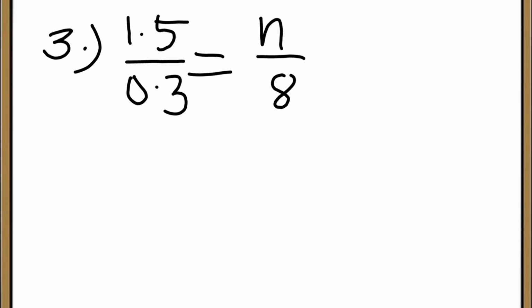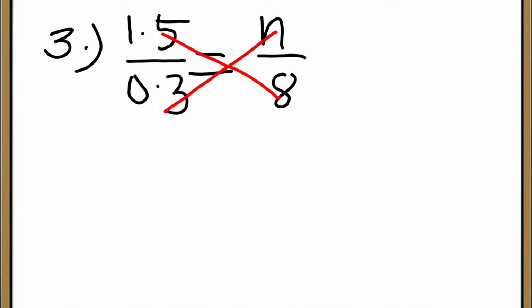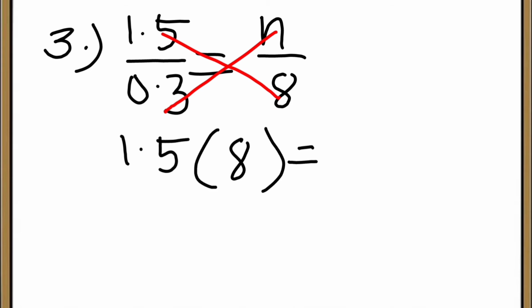For our example number 3, we have 1 and 5 tenths is to 3 tenths equals n is to 8, or 1.5 is to 0.3 equals n is to 8. Because we have this fraction form, we will solve this using the cross product. So let us multiply now yung magka-partner. So we have 1.5 or 1 and 5 tenths times 8 equals 3 tenths times n.